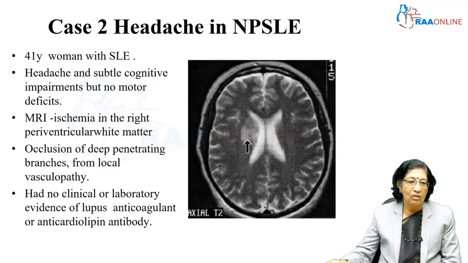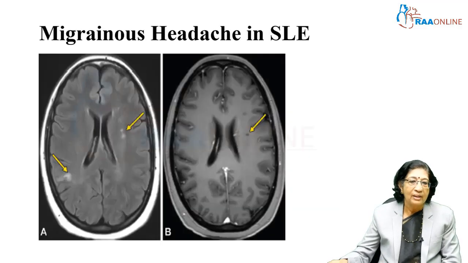She had no clinical or lab evidence of lupus anticoagulant or anticardiolipin antibody. And there are others, and she had presented only with a migrainous headache. Migrainous headache can produce some white matter involvement in different parts of the brain, and as you can see, you got multiple white matter abnormalities in this patient.